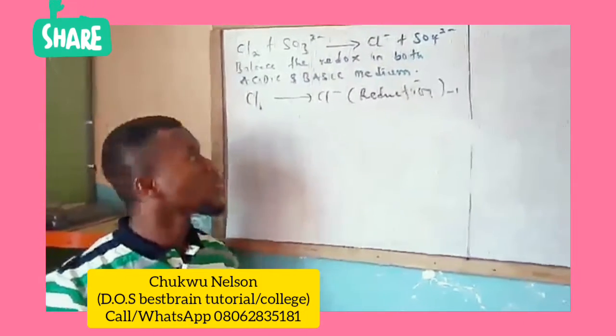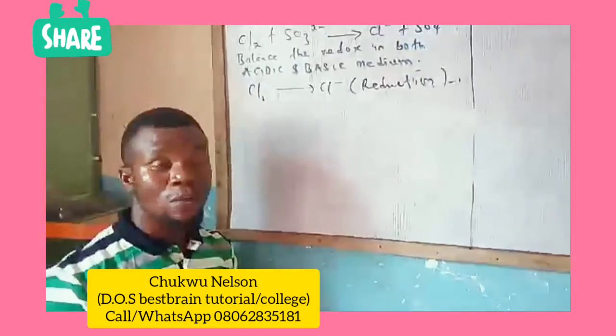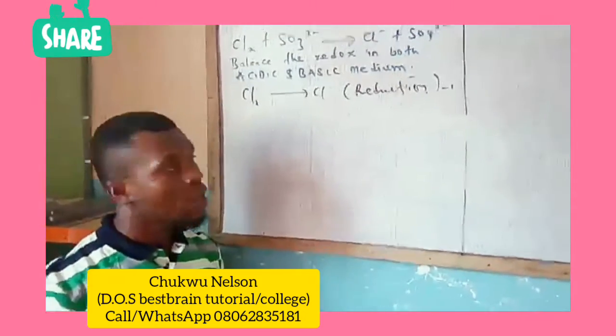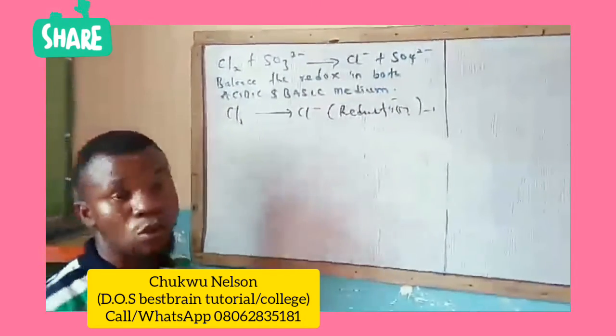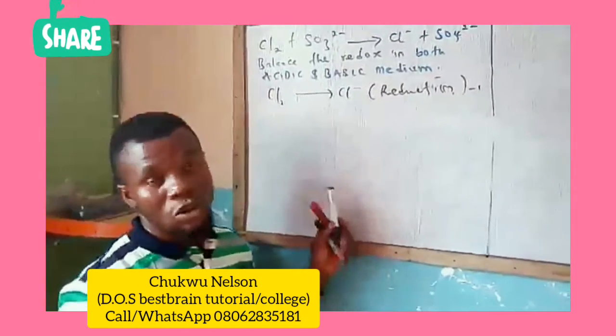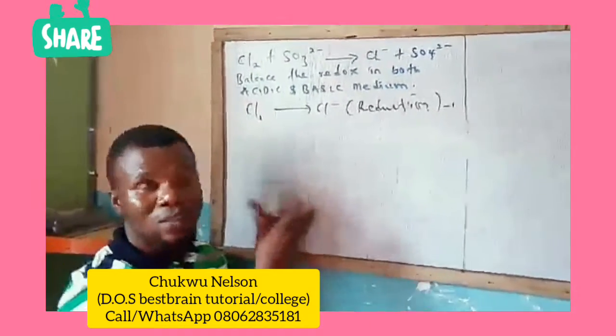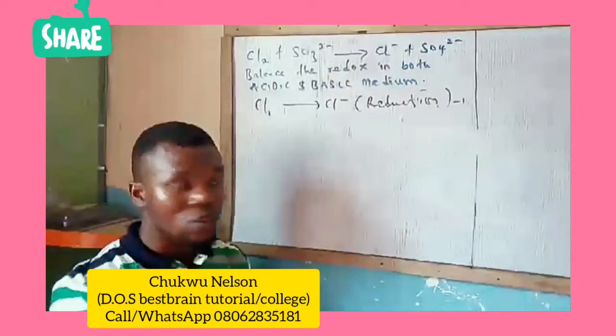Morning, my viewers. Now we have this as a common example as regards redox reaction. I need to balance this reaction in both acidic and basic medium. Balancing the redox reaction depends on the medium. You can either balance with acidic medium or with the basic medium.